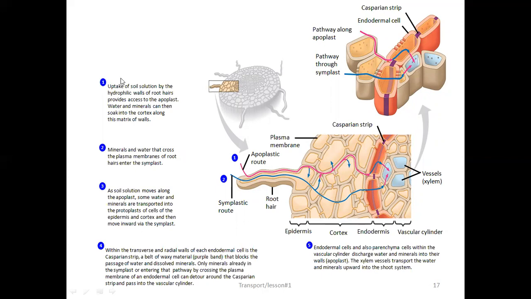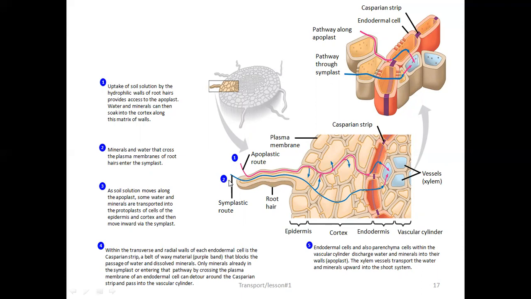अब ये रेड नंबर 1 क्या है? Uptake of soil solution by the hydrophilic. Hydrophilic means water-loving walls of the root hairs provides access to the apoplast. Water and minerals can then soak into the cortex along this matrix of walls. ये देखें, from the cell wall थोड़ा सा अंदर cytoplasm में भी water जा सकता है। बहरहाल when the Casparian strips come, then all the water has to shift into the cytoplasm.